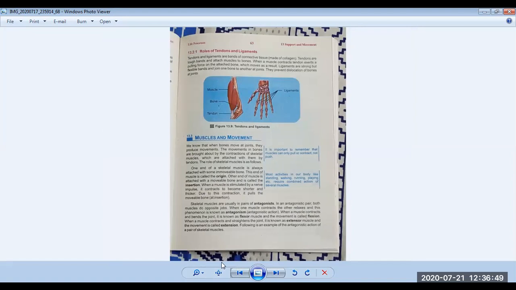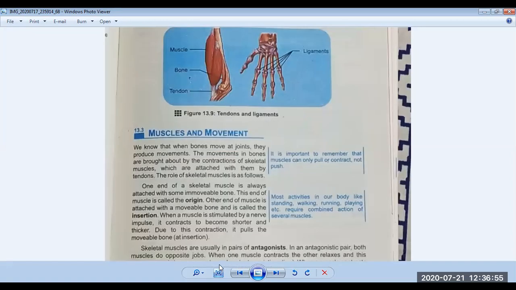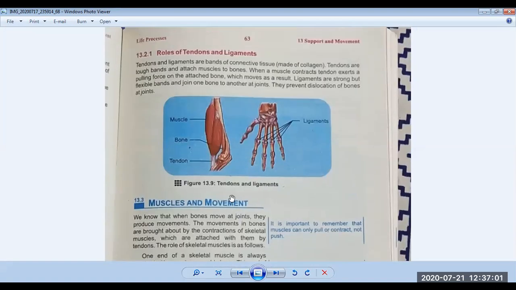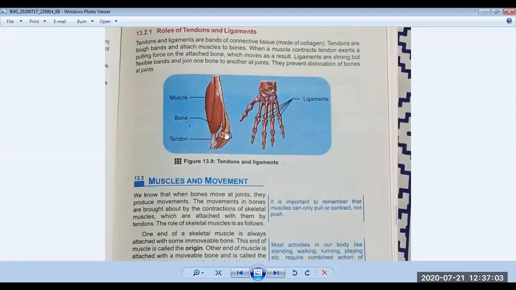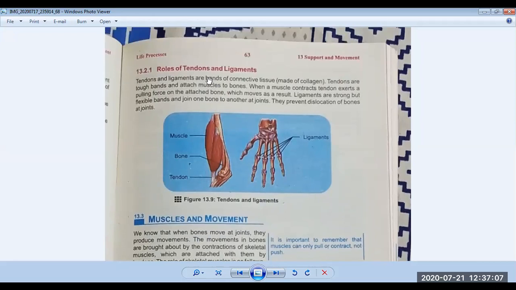These are the roles of tendons and ligaments. This is very important. This chapter is very important for your board exams. I have told you short and long questions come from this chapter, especially long question answers. Now we will discuss the role of tendons and ligaments.